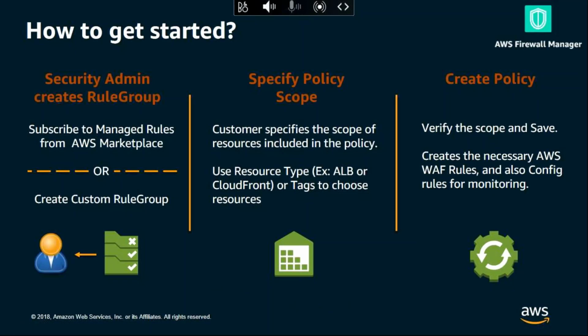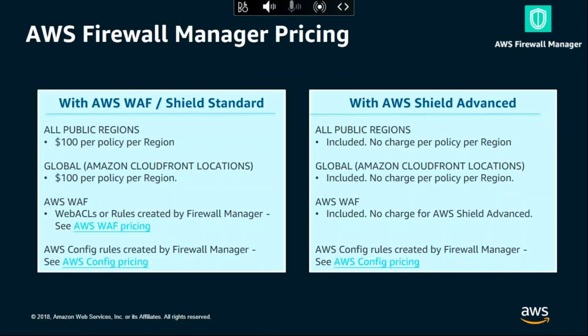Now, quickly moving on to talking about pricing. Firewall Manager has charges for every policy that you create. If you have not subscribed to Shield Advanced, and are using AWS WAF or Shield Standard, a Firewall Manager policy costs $100 per policy per region. Of course, as I said earlier, every policy is regional. So it charges $100 per policy per month, prorated by the hour, and you can have any number of accounts or resources it protects.